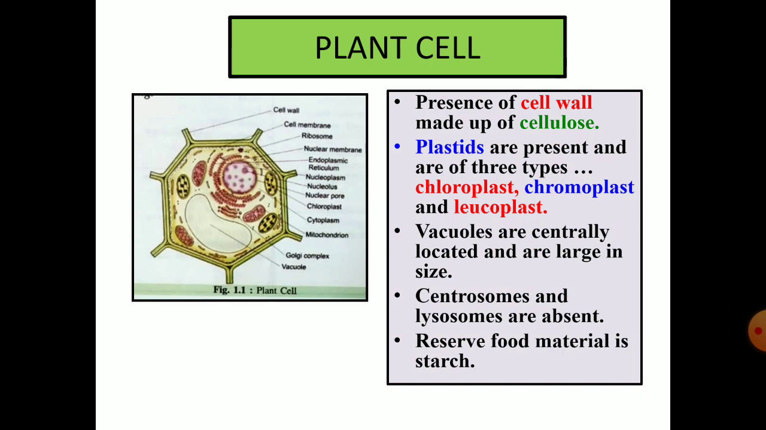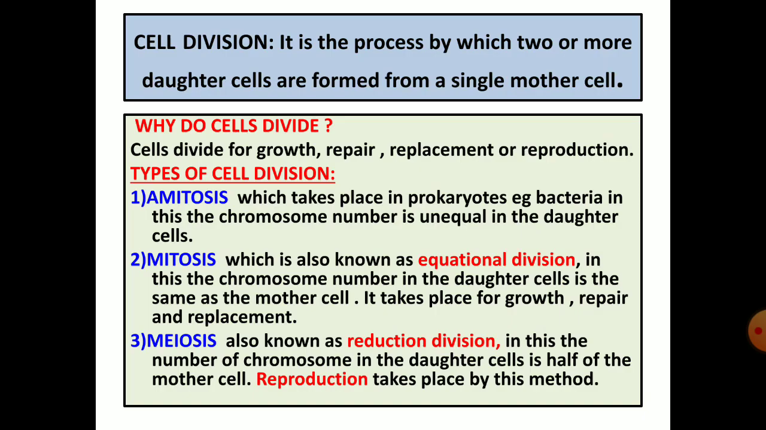Now let us see the plant cell. Presence of a cell wall made up of cellulose is a characteristic feature of plant cell. Plastids are present and are of three types: chloroplast, chromoplast, and leucoplast. Vacuoles are centrally located and are usually large in size. Centrosomes are absent. Lysosomes are also absent in plant cells. Reserve food material in plant cell is starch.